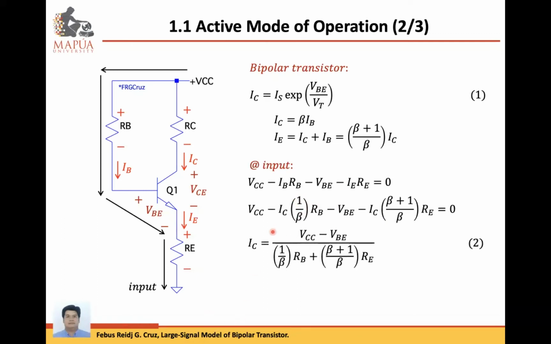So you have another equation for the collector current in terms of, again, VBE. So VCC, beta, RB, and RE are given parameters. So the unknowns would be VBE and IC. Then use your algebra and we will be able to solve for the DC operating parameters VBE and IC.